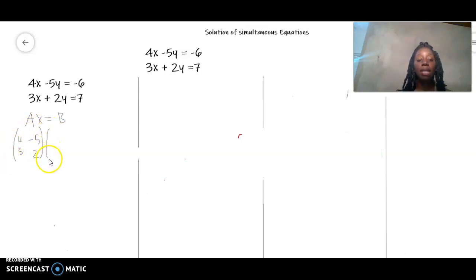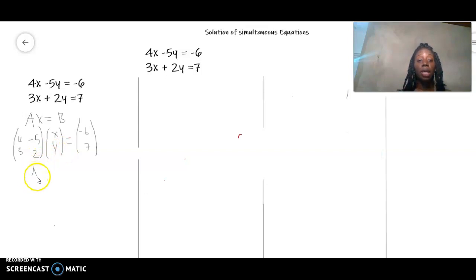Alright, matrix X is made up of just the variables x and y. And matrix B is basically made up of the results negative 6 and 7. Alright, so at this point, remember I need to solve my simultaneous equations.